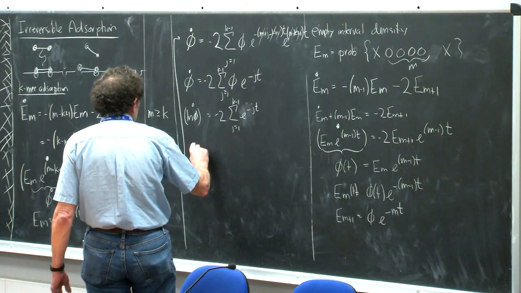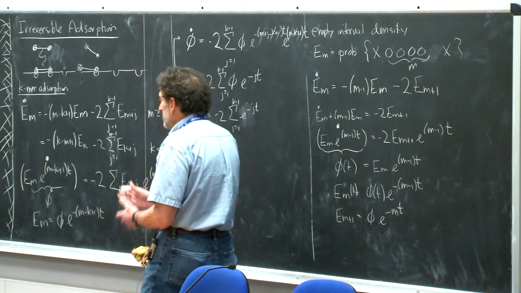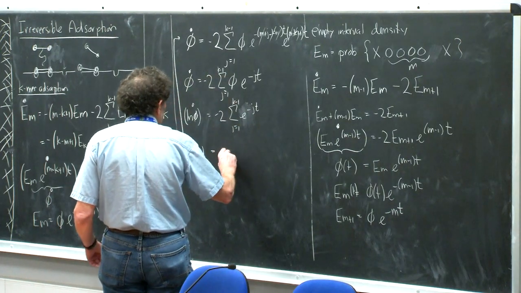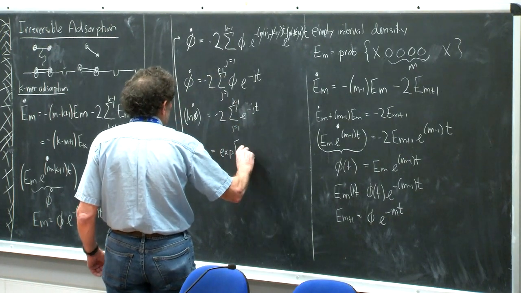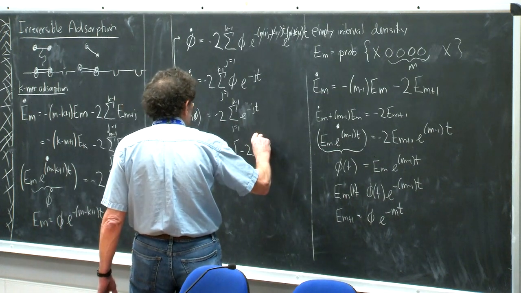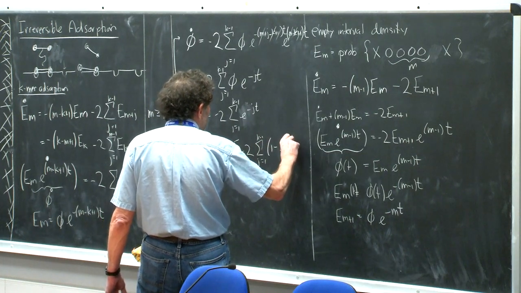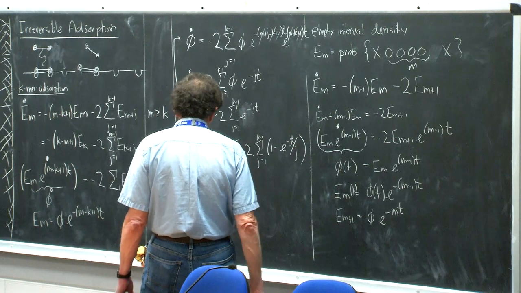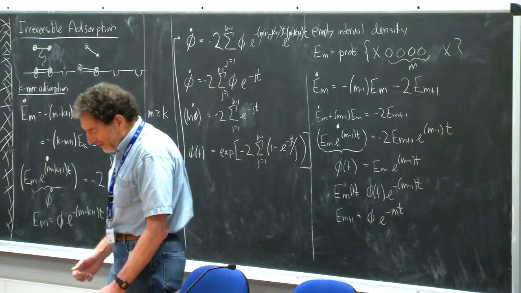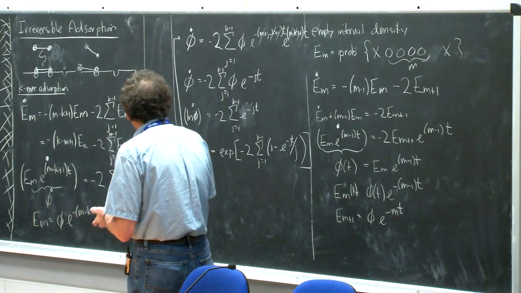So I integrate that, and I'm going to get phi of t. Again, using the initial condition that my system starts out empty, so phi of 0 is equal to 1, we're going to have exp of minus 2, and then a summation, j equals 1 to k minus 1, of 1 minus e to the minus jt over j. So we're sort of 90% done. We have our phi function, and now we have to compute the coverage.